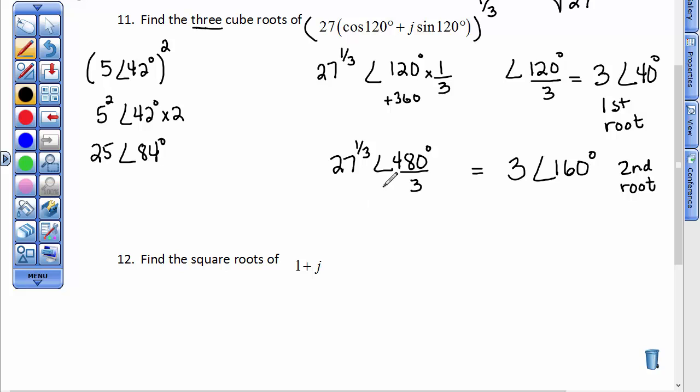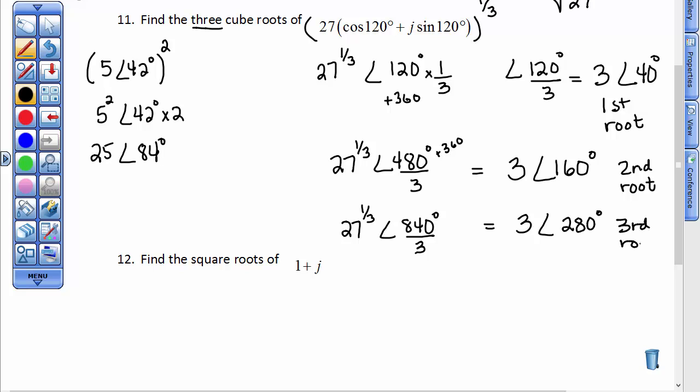To find the next one, we take the 480 degrees and we add 360 to that, again, because that's another coterminal angle. That sum is 840 degrees. So now, to find the third answer to this problem, I take 27 and I raise it to the 1/3 power, which is still 3. And I take the 840 and I divide by 3. And 840 divided by 3 is 280 degrees. And I have what's called my third root.